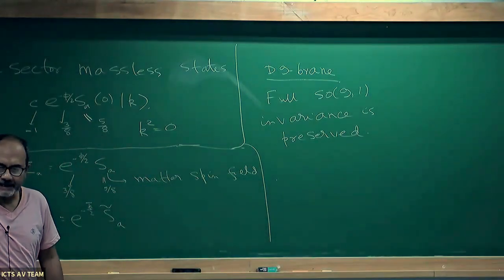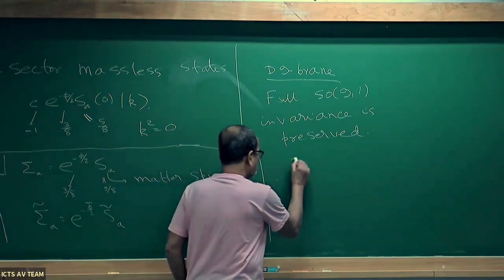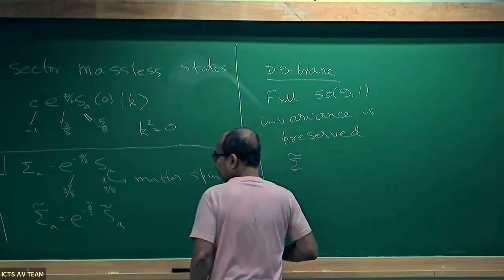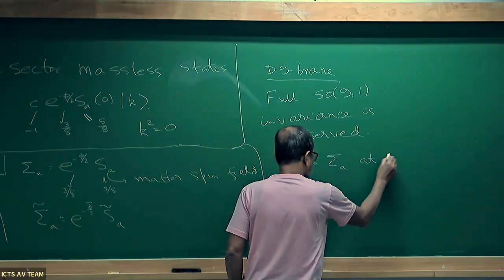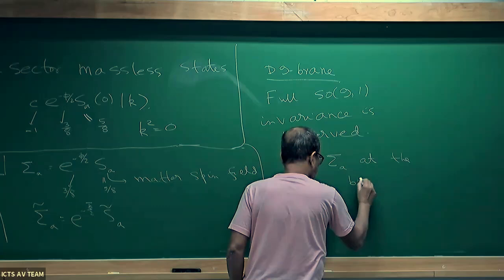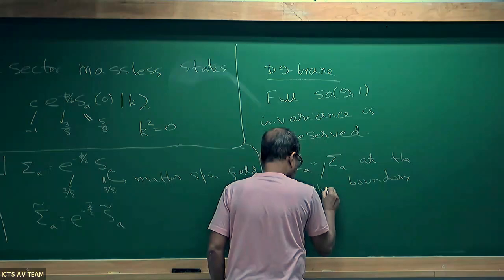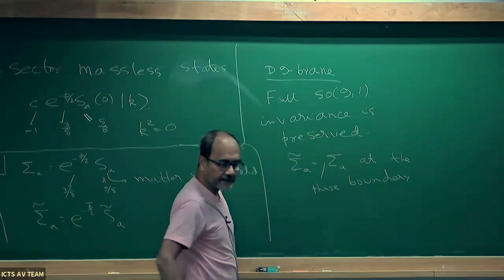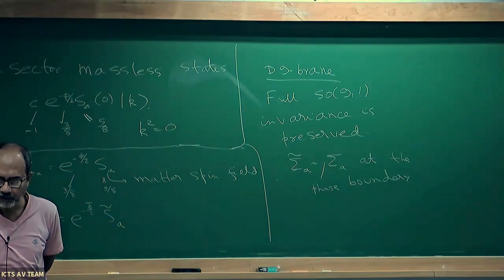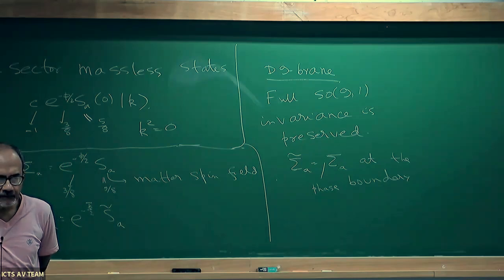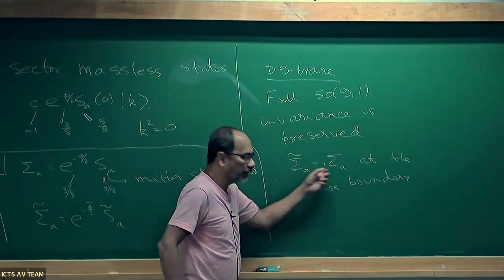So this basically means that there is really no choice, right? Up to an overall phase, we must have sigma tilde A equal to sigma A at the boundary. Possibly up to a phase, but the phase can often be absorbed into a redefinition of the spin fields themselves, because for left and right moving spin fields we can put independent phases. So we can say that on the D9 brane, the boundary condition is this.